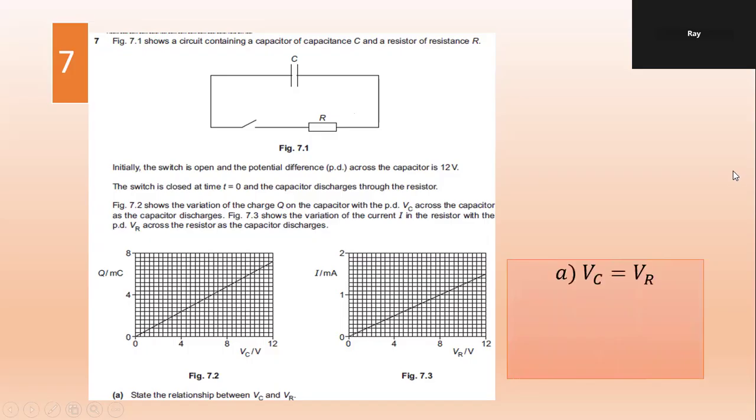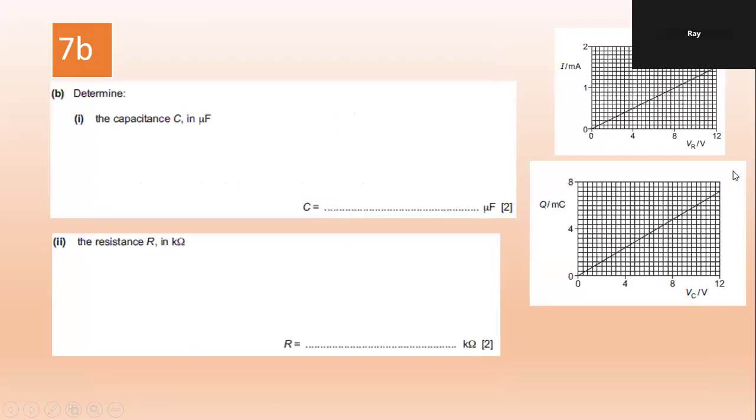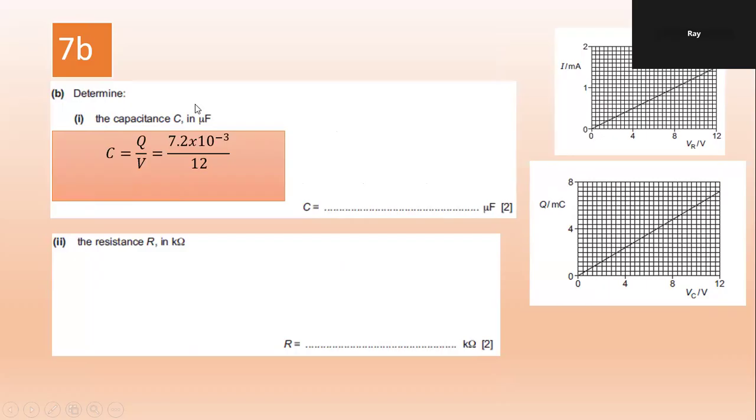Right? We have established VC equals VR. Then you are asked to calculate capacitance. Right? Go to definition, then take a point on the graph. Easier to read from here, 12 volt, and then read the chart from here. Right? Any point can do. Calculate out.